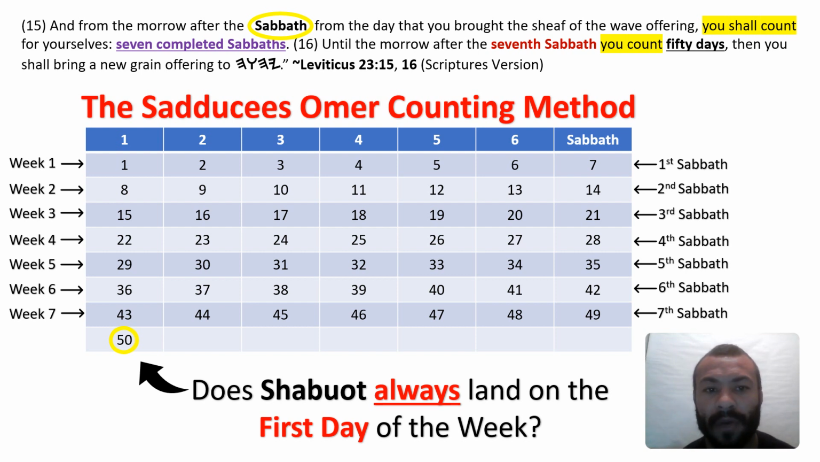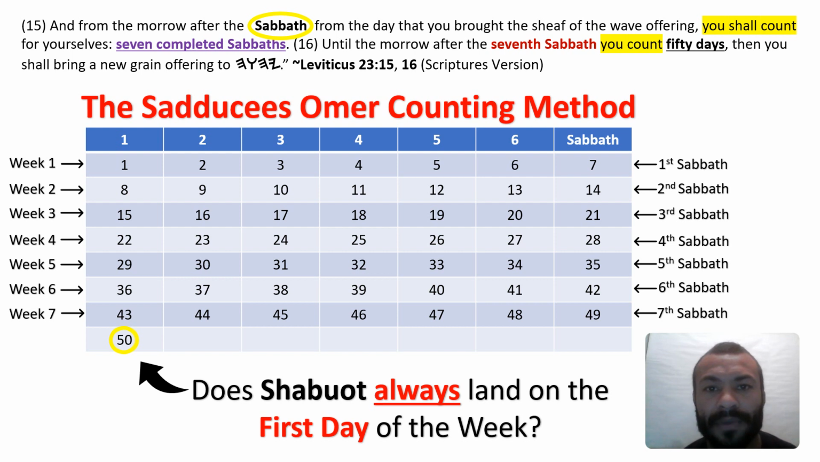And from the morrow after the Sabbath, from the day that you brought the sheaf of the wave offering, you shall count for yourselves 7 completed Sabbaths. Until the morrow after the 7th Sabbath, you count 50 days. Then you shall bring a new grain offering to Yahuwah. Now, this is really huge to be able to understand this verse.